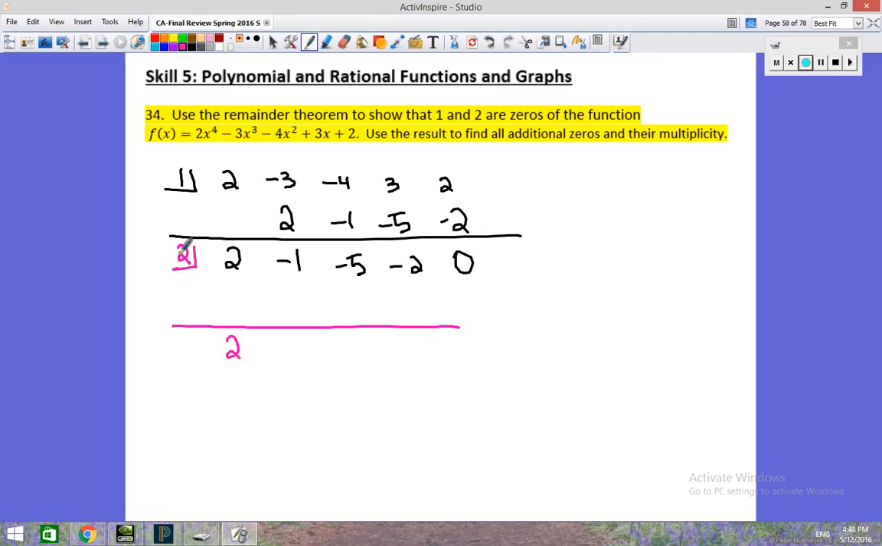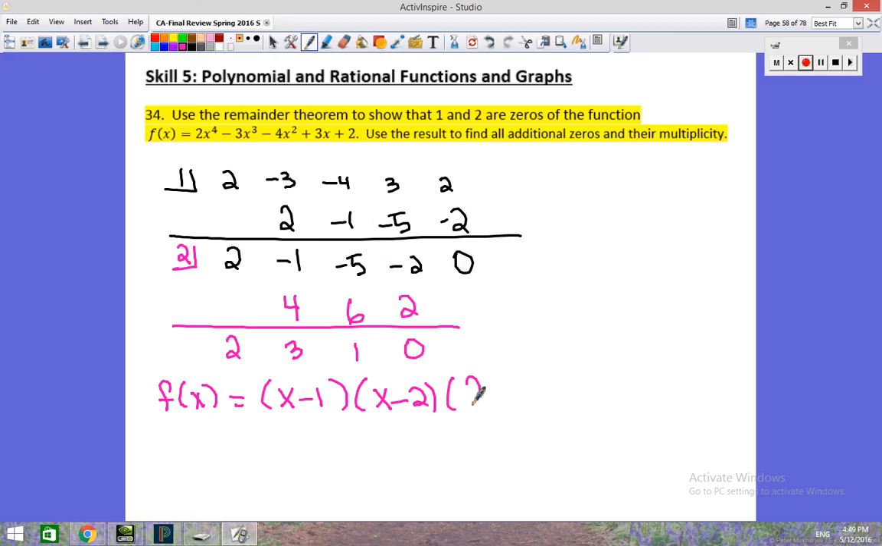Alright, the 2 comes down, 2 times 2 is 4, 4 minus 1 is 3, 2 times 3 is 6, 6 minus 5 is 1, 2 times 1 is 2. Hey, I got the 0 that I was expecting. So that means that I can factor this f of x. Instead of writing this as this polynomial, that 1 in factored form is written as x minus 1, because 1 minus 1 gave me 0. This 2 in factored form is written as x minus 2. And this guy, this 2, 3, and 1, is a quadratic, 2x squared plus 3x plus 1.